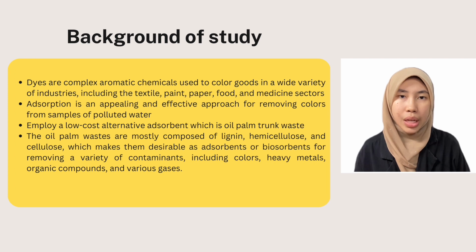For adsorbent, we apply a low-cost alternative adsorbent where oil palm trunk waste is chosen, as these wastes are mostly composed of lignin, hemicellulose, and cellulose, which makes it desirable as an adsorbent for removing a variety of contaminants, including dyes, heavy metals, and organic compounds.